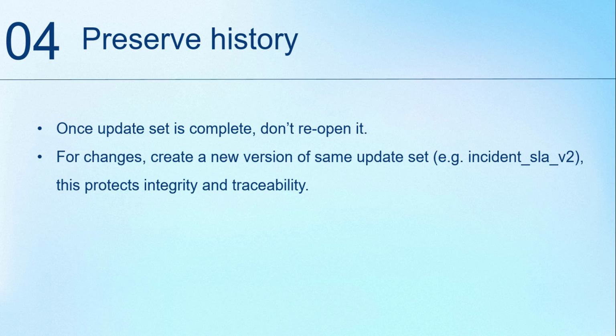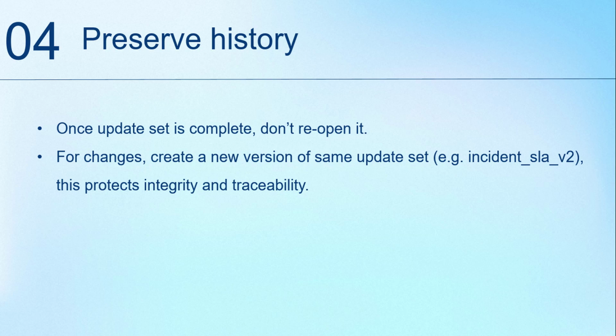Let's say you have created one update set, committed it to test, and the testers have tested it and found some defects or some enhancements we need to make. In that case, you don't reopen the same update set in dev. Instead, you create a different version of the same update set and start working on it. It helps protect integrity and traceability, so if anything goes wrong, we can easily trace it.